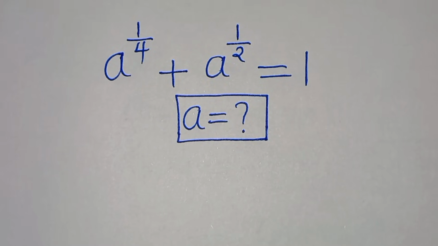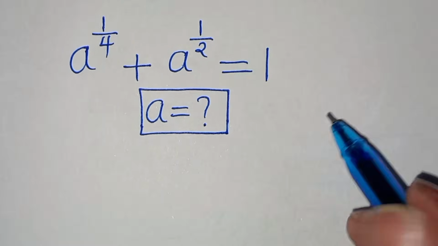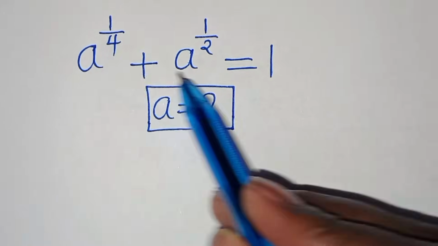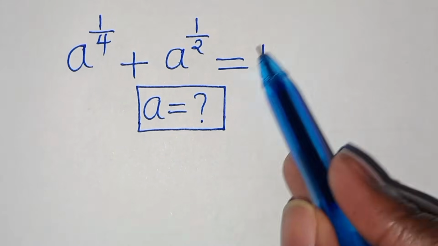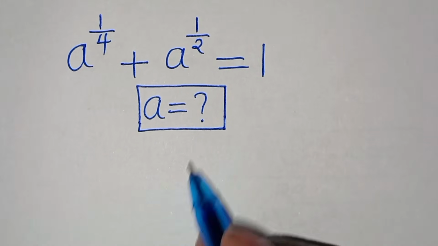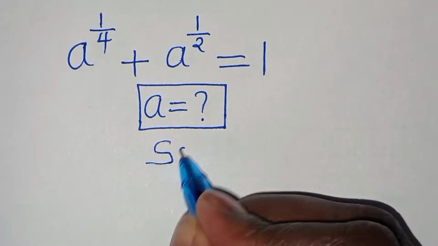Everyone, you're welcome to solve this nice algebra problem, which is a to the power of 1 over 4 plus a to the power of 1 over 2. This is equal to 1. So what is the value of a? Let's provide a solution from here.